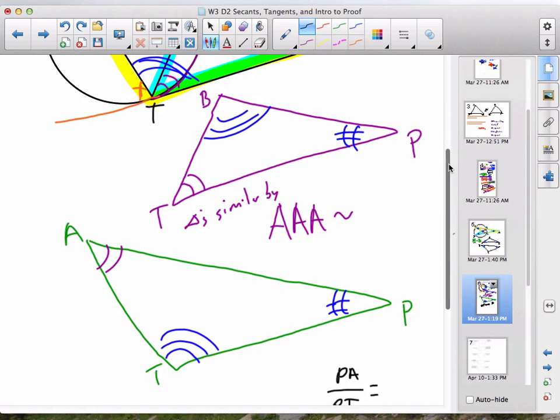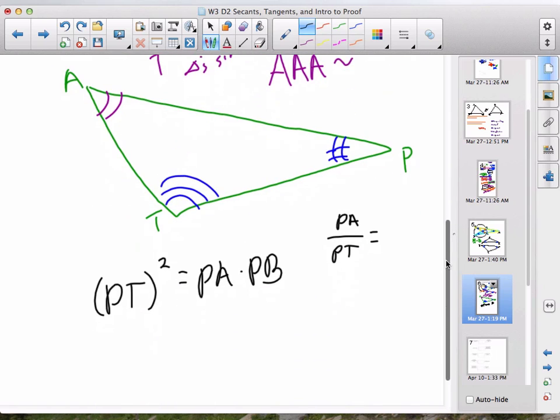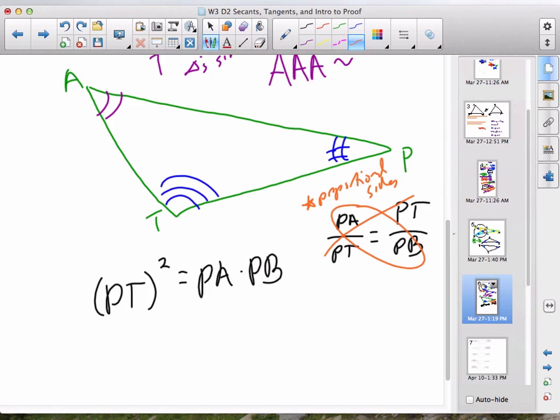PT over PB, because those are corresponding sides. They're between the same two angles. It was perfect. And then you can just cross multiply, right? We know that similar triangles have proportional sides. We can cross multiply. So we get PA times PB equals PT times PT.